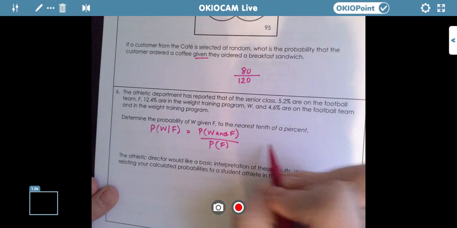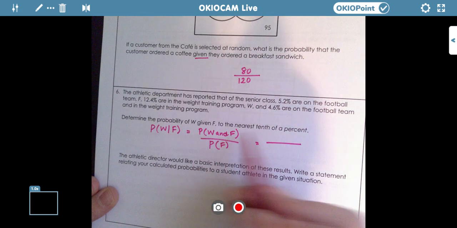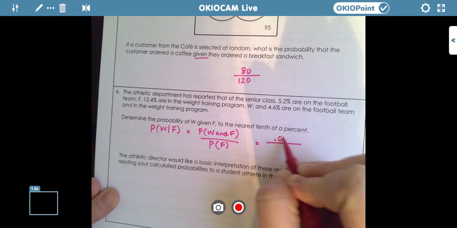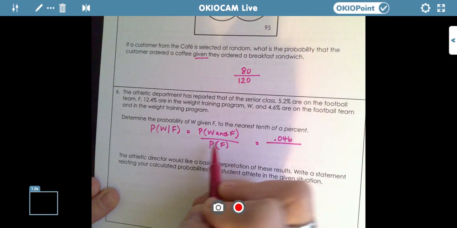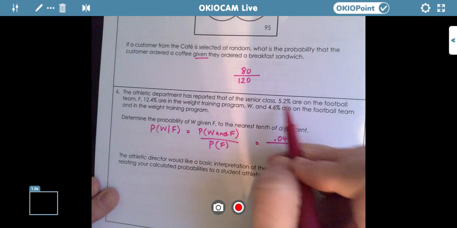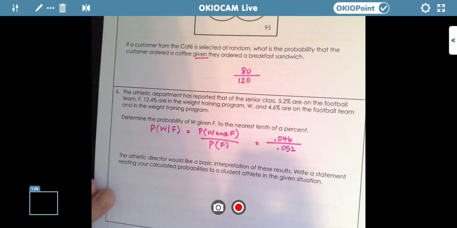If I go to fill in that information, the probability of weight and football would be this 4.6%, so that's 0.046. Then the probability of just the given, just on the football team, would be 0.052. In this case, the 12.4% is irrelevant to what we were doing right here.